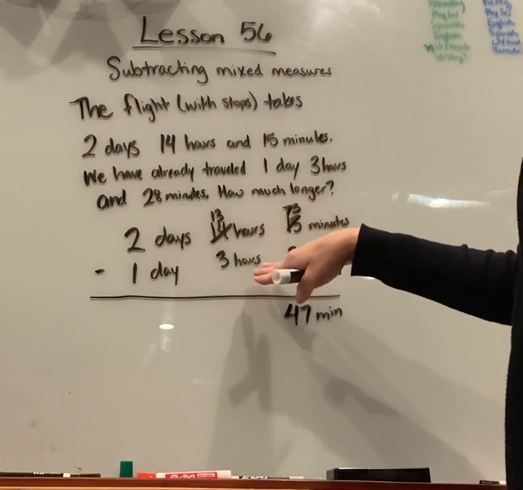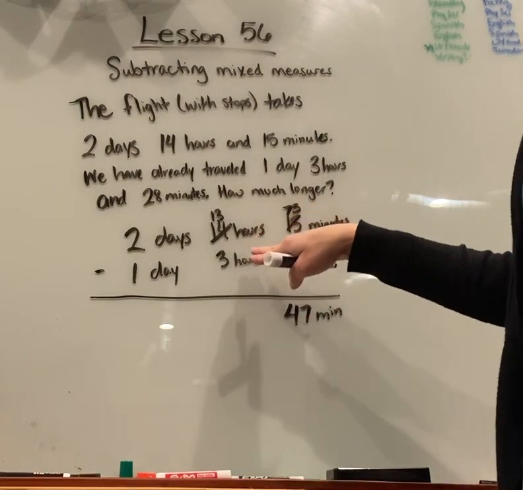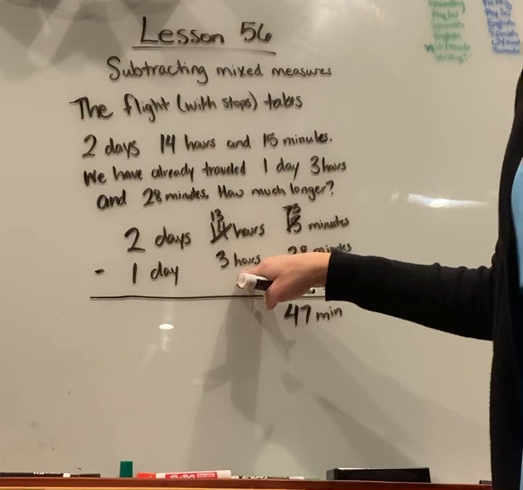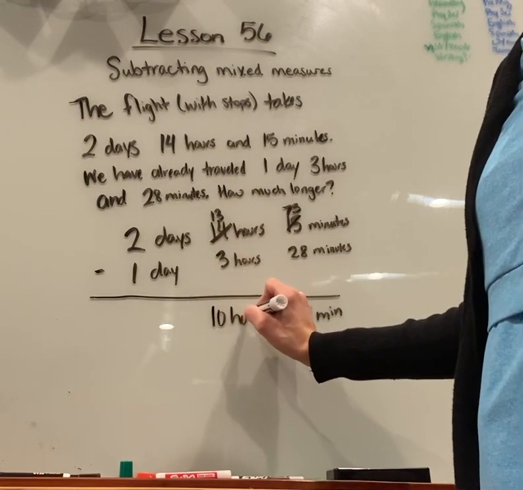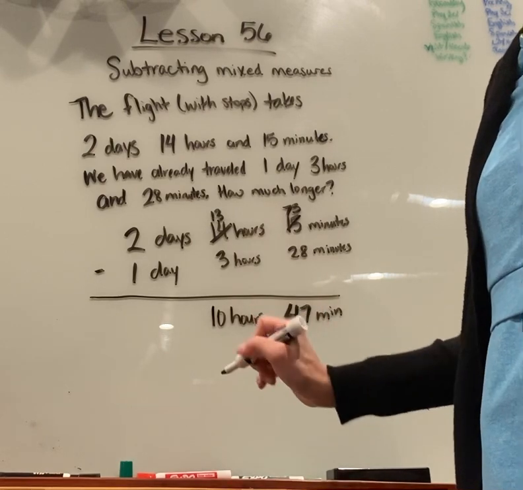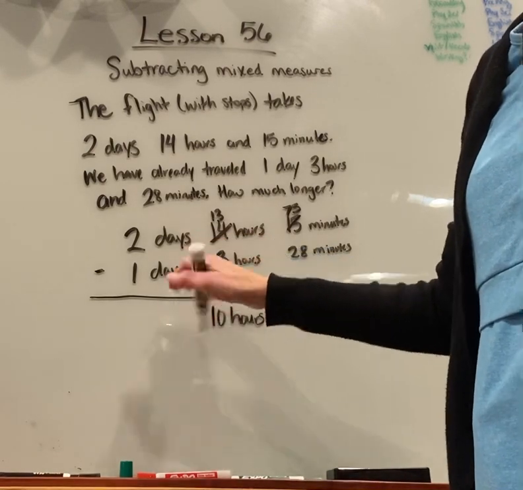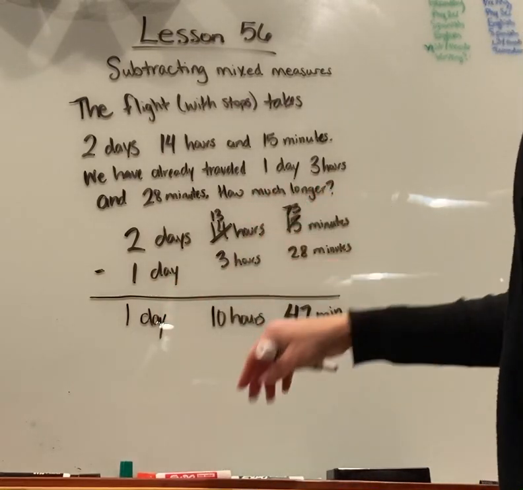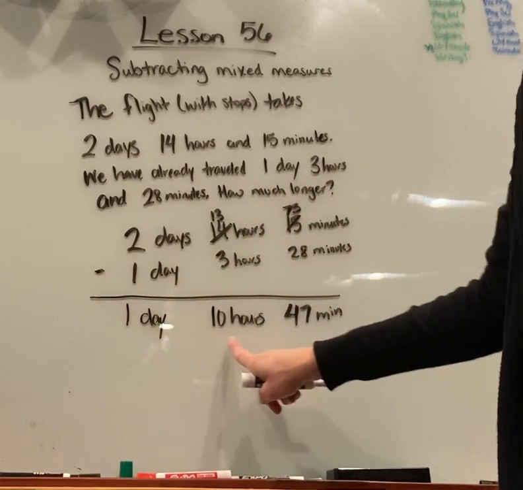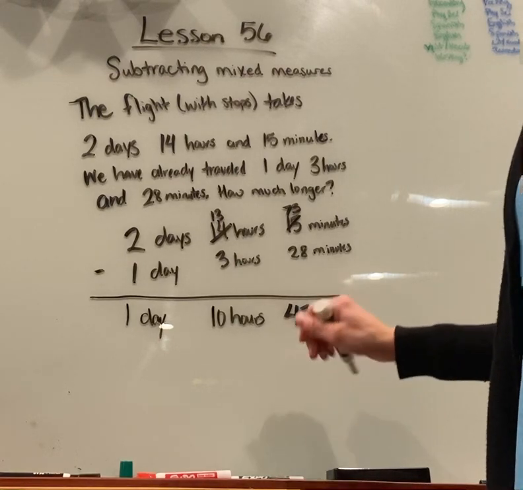Now I come to the hours. I have 13 hours and I need to subtract 3 hours. I can do that. So 13 minus 3 is 10 hours. And then 2 days minus 1 day is 1 day left. So what do we have left? 1 day, 10 hours, and 47 minutes.